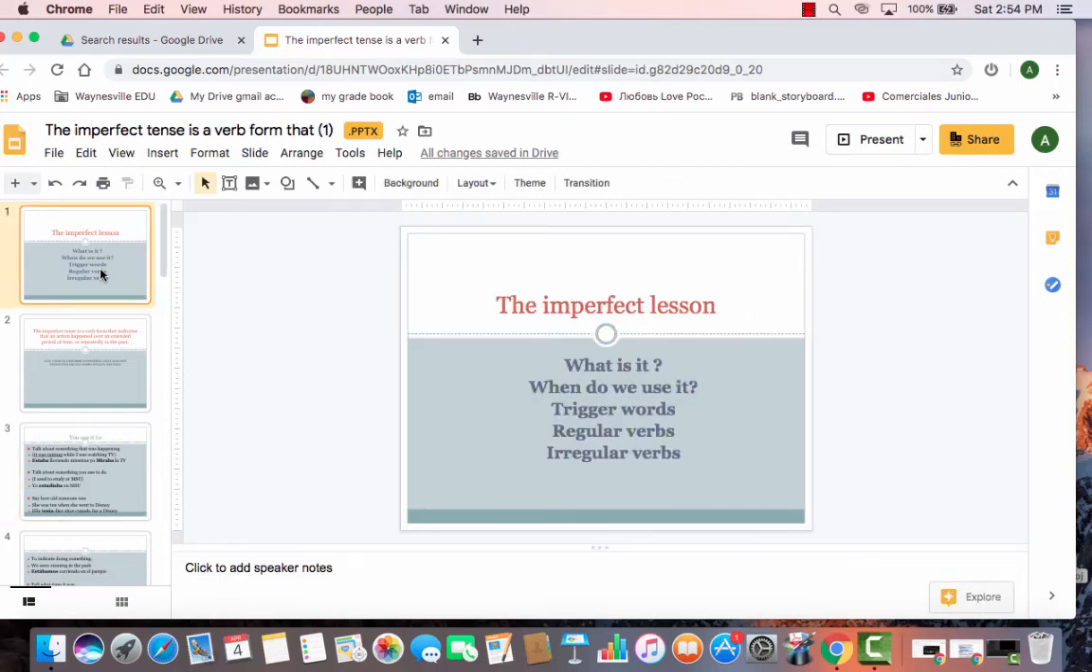Hello students, in this video we're going to talk about the imperfect. The imperfect is a form of past tense. In Spanish we have two past tenses, the preterite and the imperfect. You already learned the preterite. We're going to talk about the imperfect.